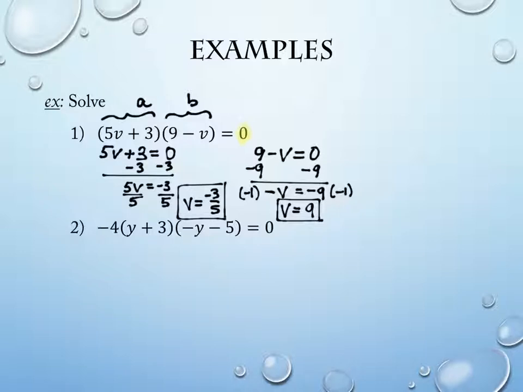Number 2 looks like it's harder because there's a third thing in front that's negative 4. So what you could say, we'll say it once and then we'll never say it again, is that we're going to set each of these 3 factors equal to 0.